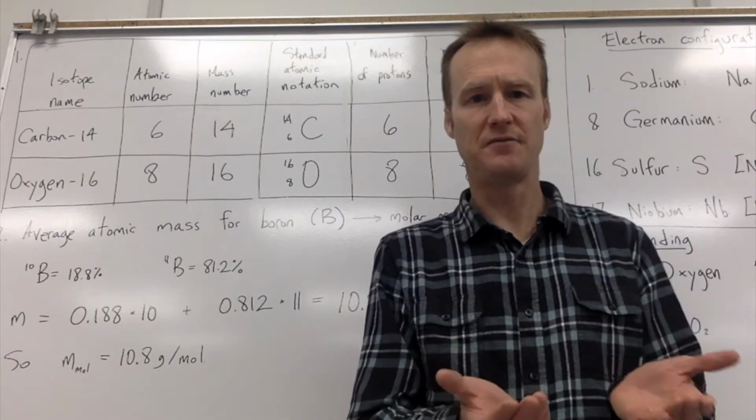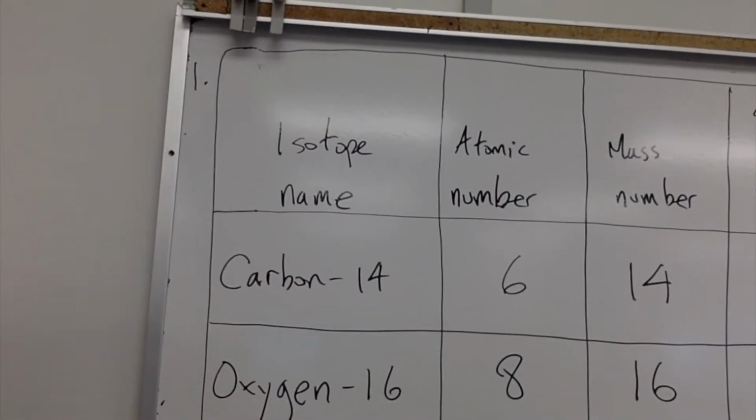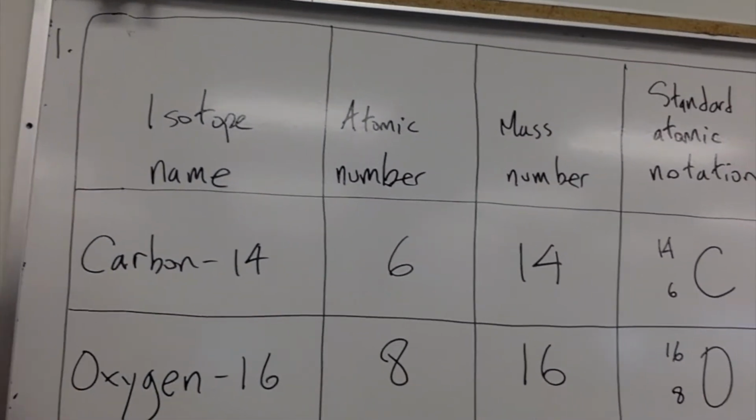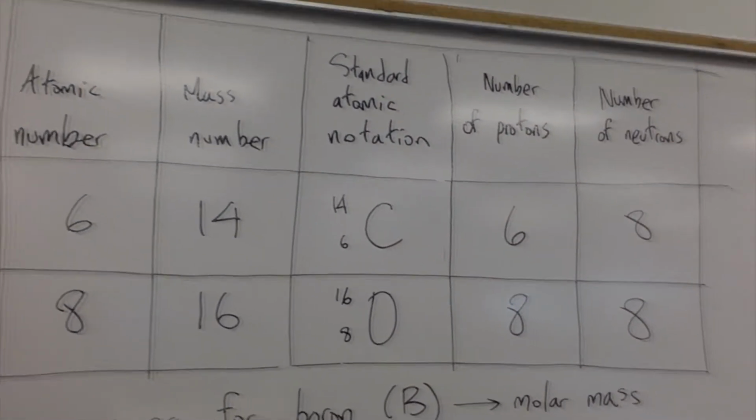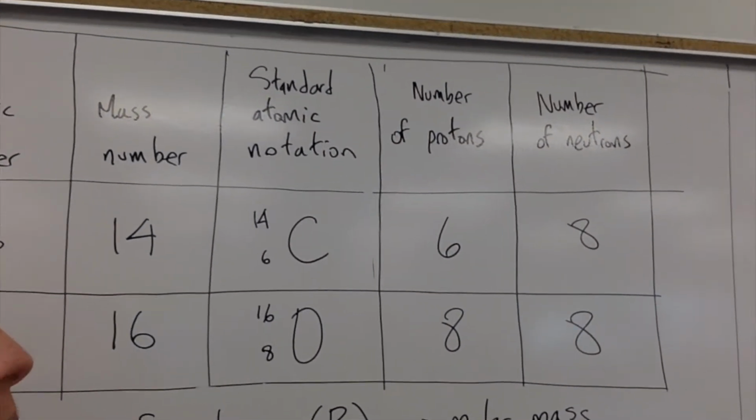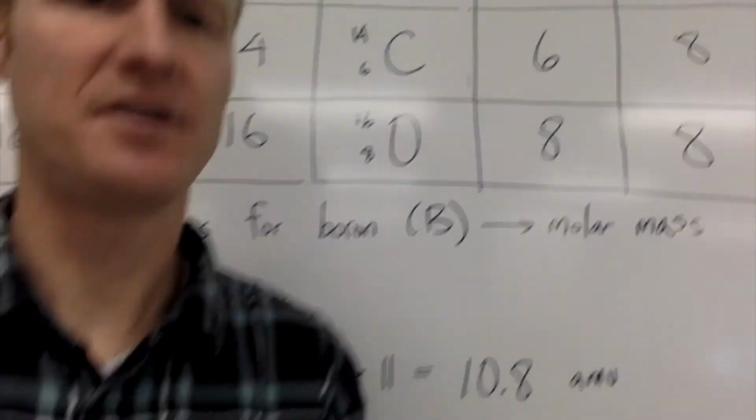Now, to fill in this table, I'll just zoom in on it for a moment here. Our columns are isotope name, atomic number, mass number, standard atomic notation, number of protons, and number of neutrons. The math behind this is really quite simple.